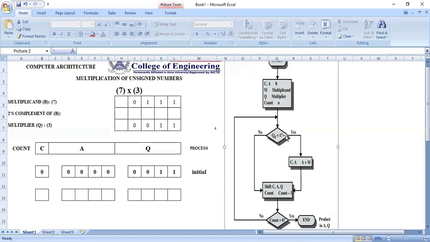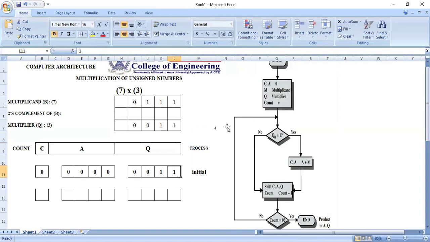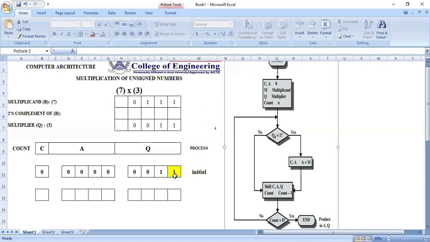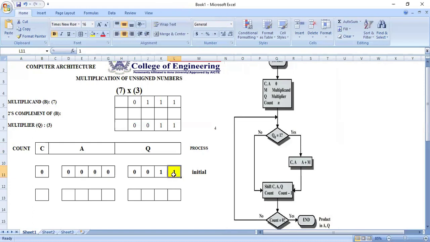Here we have to check what the Q naught value is. Among these 4 bits, which is the Q naught value? This least significant bit is called the Q naught value. So this is Q naught, this is Q1, this is Q2, this is Q3. So the least significant bit is the Q naught value. We have to check whether Q naught is equal to 1. Yes, here Q naught is equal to 1.